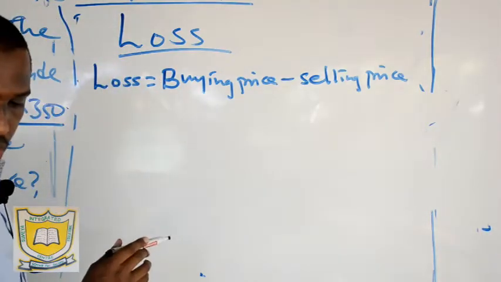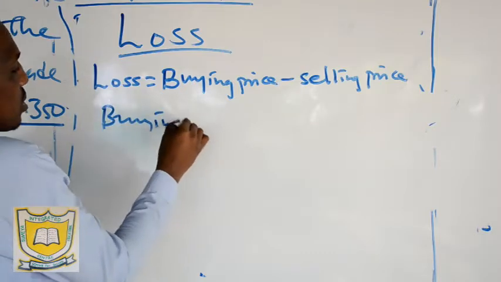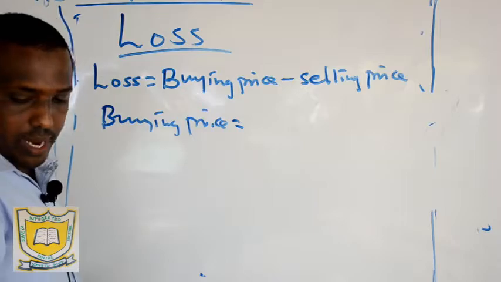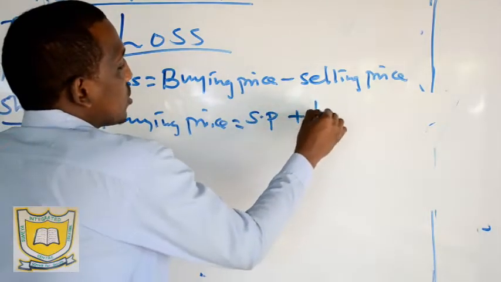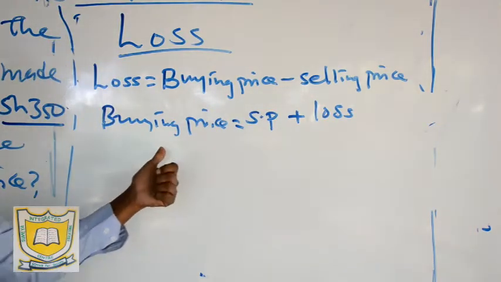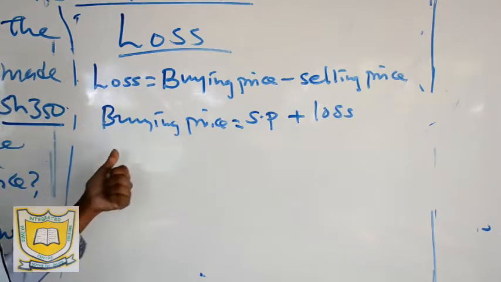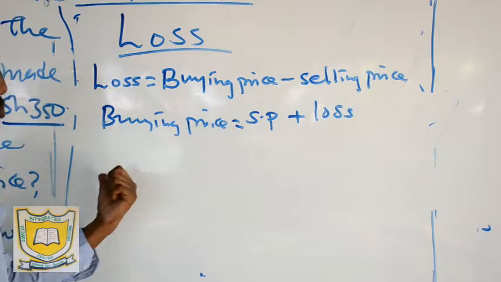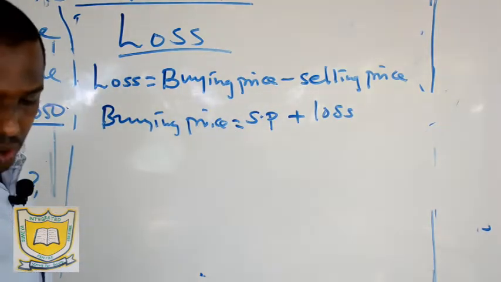In loss, how do we get the buying price? When we are dealing with the loss, buying price equals selling price plus loss. That is how we get the buying price. So initially, for profit, we said buying price equals selling price minus profit. But for loss, buying price equals selling price plus loss.